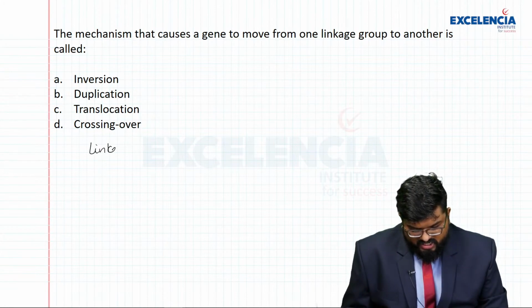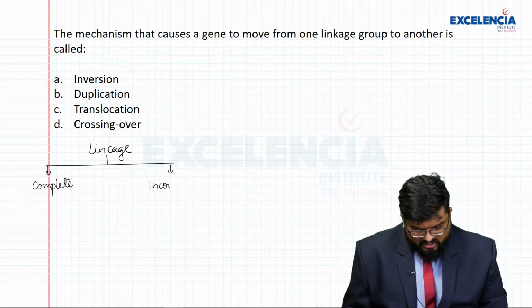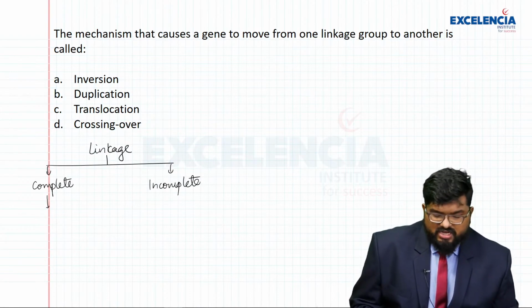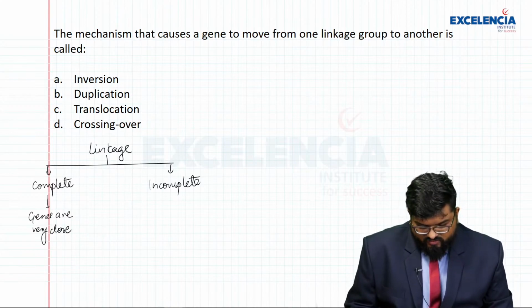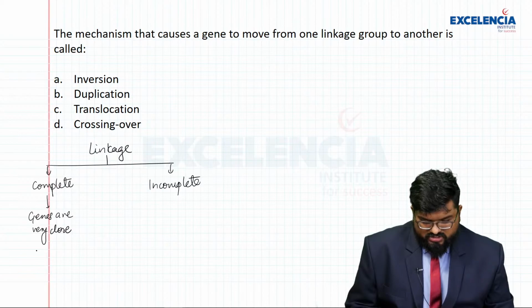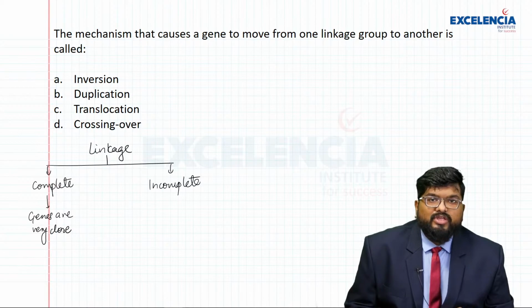He gave the phenomenon of linkage. So when we talk about linkage, it is of two types: complete linkage and incomplete linkage. Now what does it mean? In complete linkage, genes are located very close to each other, because of which they do not separate during crossing over or meiosis. Are you getting it? They do not separate during crossing over or meiosis.